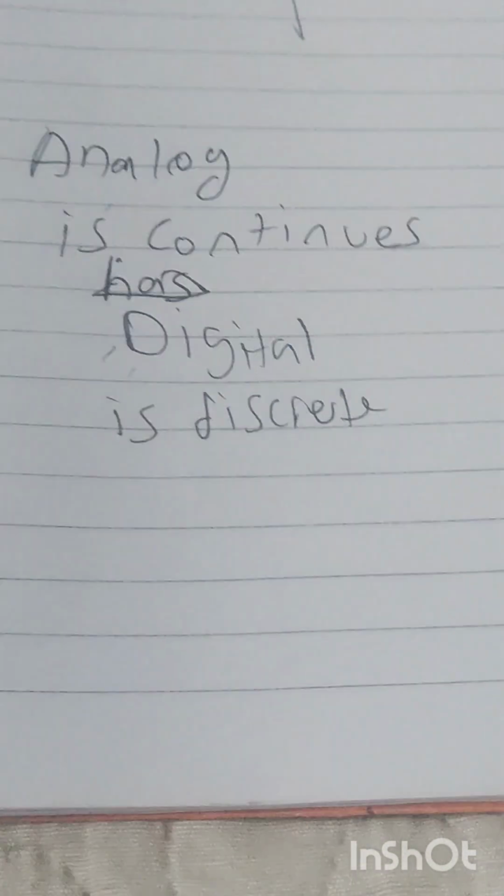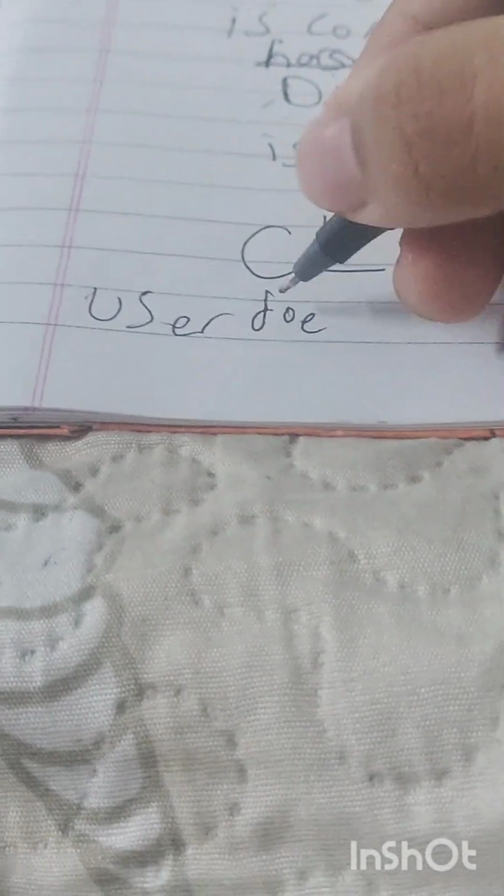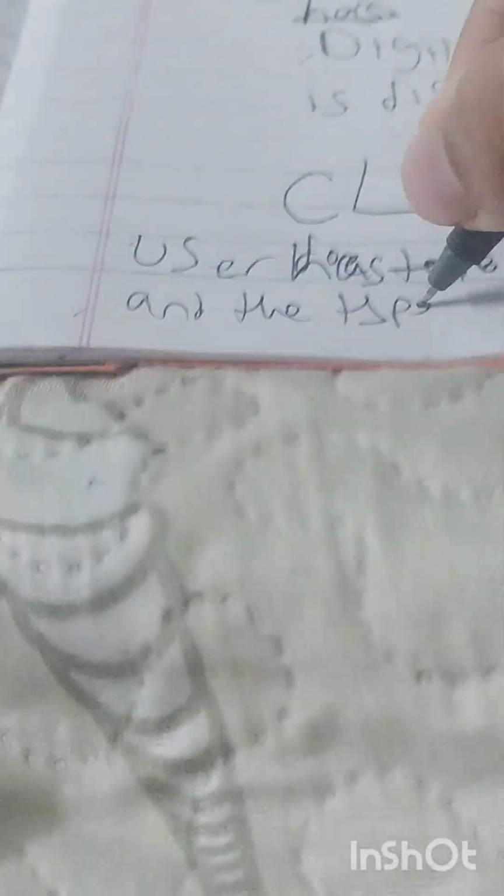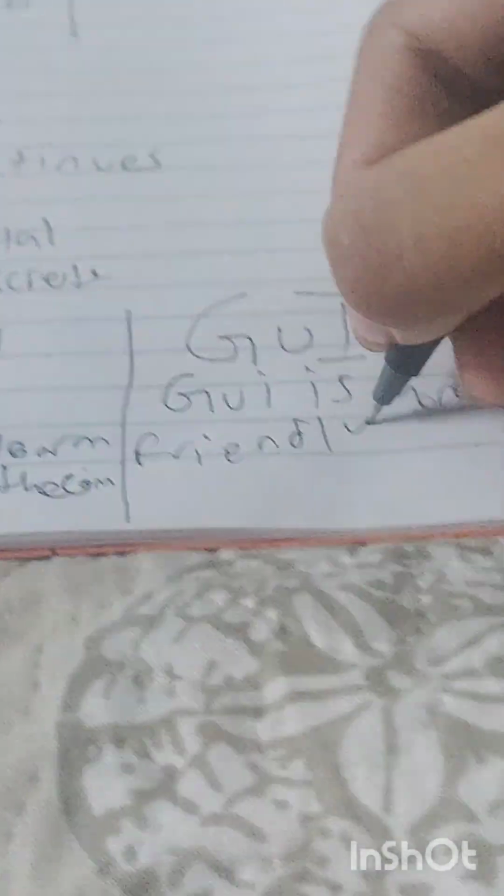Now we are going to go to one of the important topics in chapter 1, CLI and GUI. With a CLI, the user has to learn the commands, learn and type the commands. I'm sorry, my handwriting is bad. A GUI is more user friendly. This can go up to 1 to 4 marks.